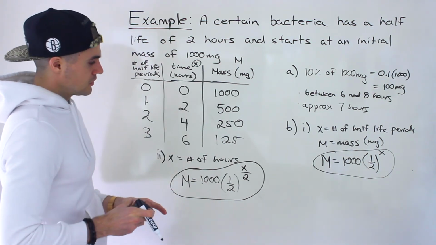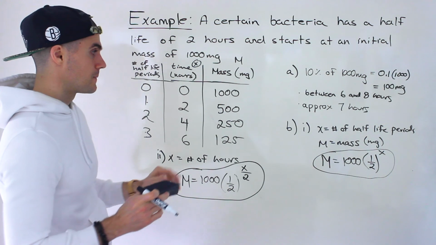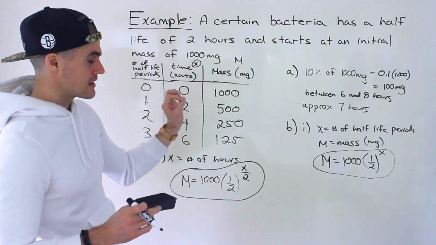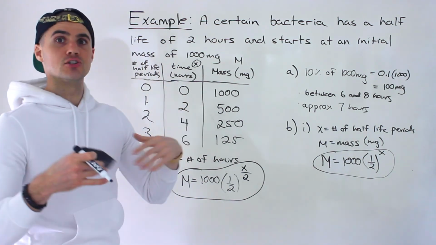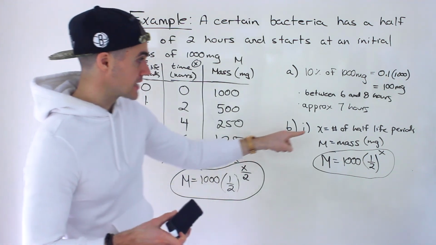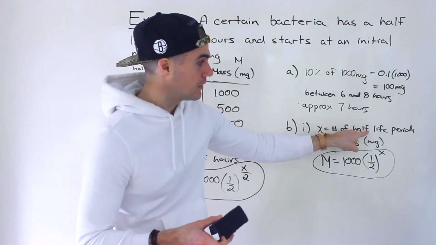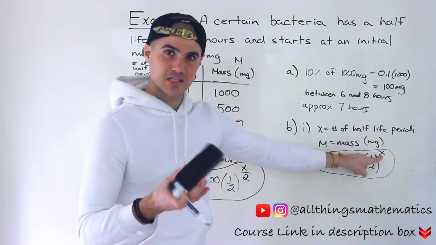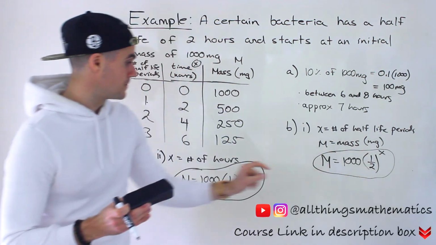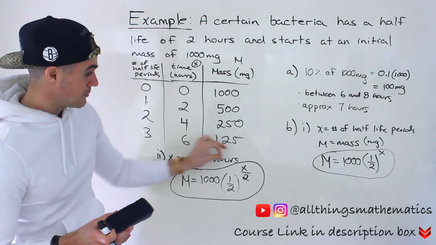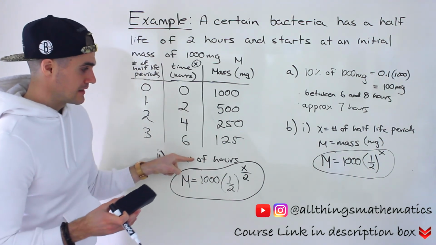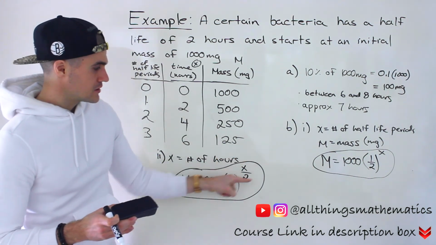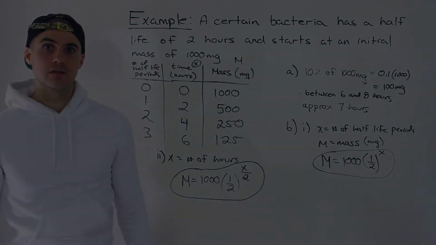All right, so you got to be really careful, as I mentioned before, what they're asking the equation to be in terms of. If they're saying let x be in terms of the number of doubling periods or the number of half-life periods, it's a little bit easier because that exponent is just going to be that x value. But if it's, for example, the actual time, then you got to be careful because you got to do a little bit of an adjustment to that exponent.